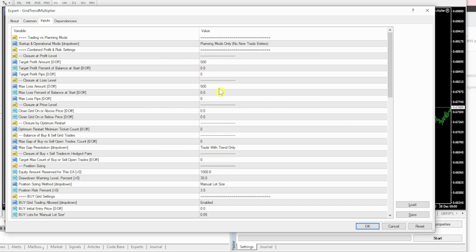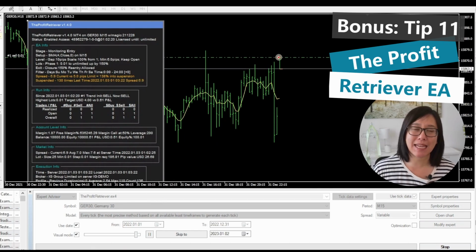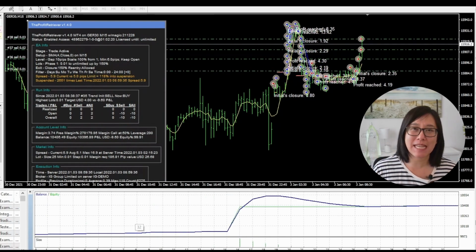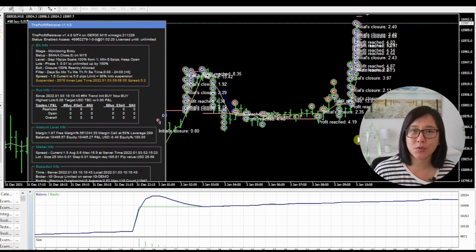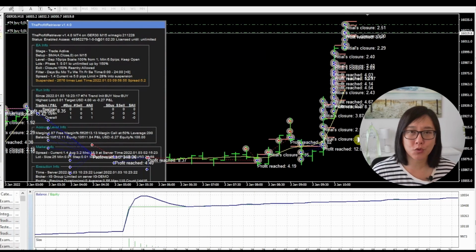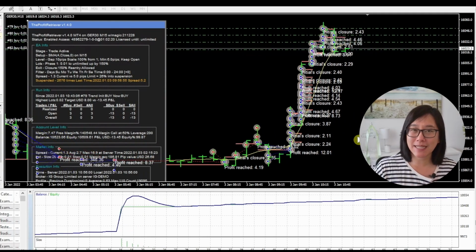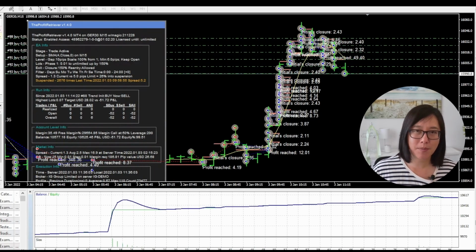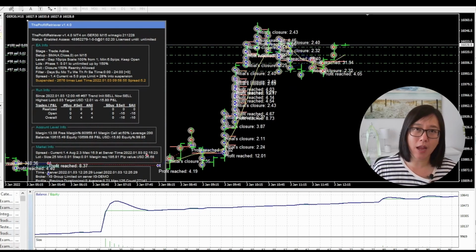The Profit Retriever is expertforex.com's latest EA, and this is by far my favorite EA. It is so robust and it has so much potential to really double, triple, quadruple your account. My personal opinion is that it is a fantastic short-term tool. It's not a set and forget type of EA because it has high profitability. It also has high risk.